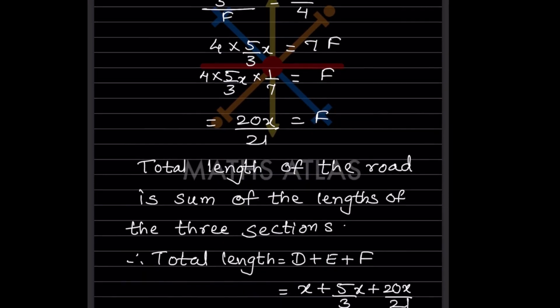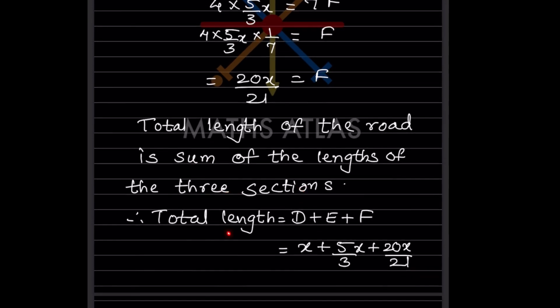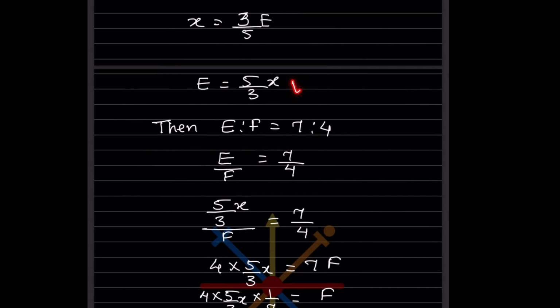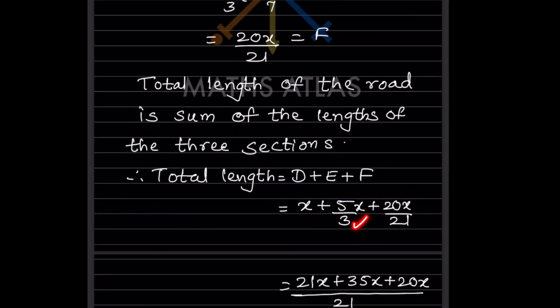So now you know the total length of the road. What is that? That will be the sum of the lengths of the 3 sections. So the total length is D plus E plus F. We have taken D as x. What did we get here? E, we got the value of E as 5 by 3x. F is 20x by 21.